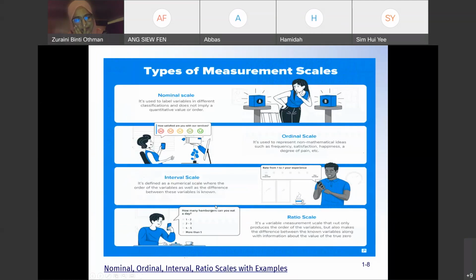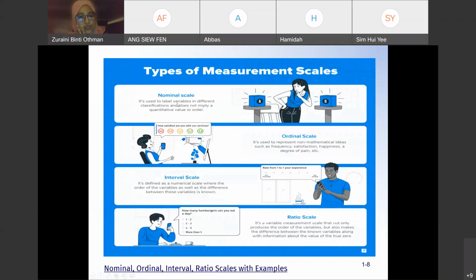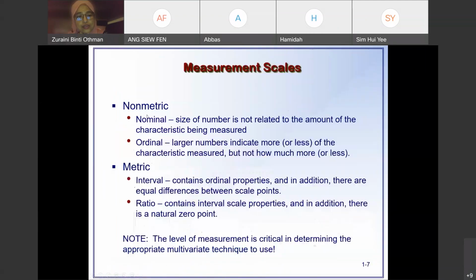If you don't understand, I'll bring an example. The first one is nominal scale, for non-metric. If we have the nominal scale, we want to categorize. It uses a label variable in different classifications and does not imply a quantitative value or order. And we want to measure whether it is A or B. This is nominal scale.